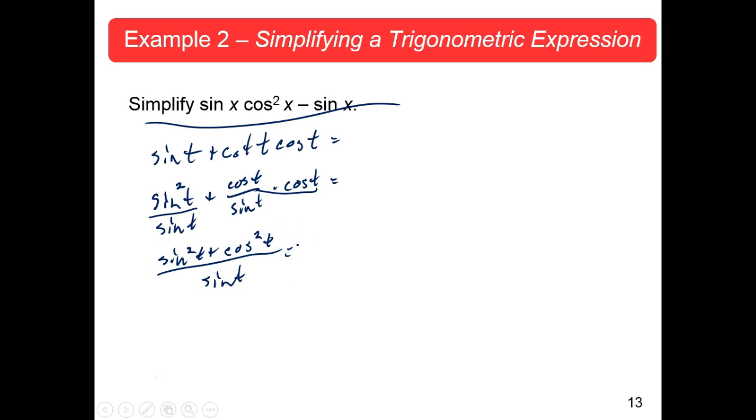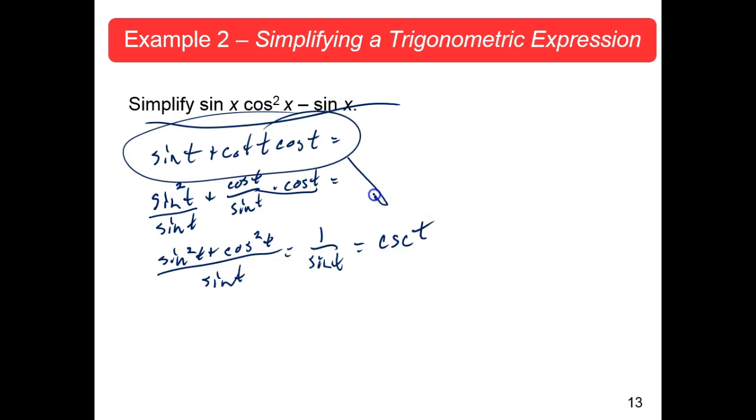What's sine squared plus cosine squared? We know that, don't we? Sine squared plus cosine squared is 1, so we have 1 over sine t. But what's 1 over sine t? We know. That's cosecant t. Got it. So this thing really did simplify to something that was unlike anything else in the problem. Cosecant t.